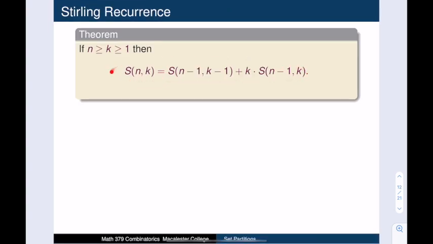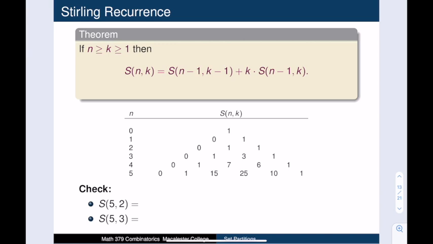Here's the recurrence formula for the Stirling numbers of the second kind. Our first observation is that we can figure out the value of S(n,k) by combining Stirling numbers for a set of size n-1. In other words, we can use the previous row of the Stirling triangle to find all the values in the next row. Let's see this in practice. Here's the top of the Stirling triangle that we saw before. Let's check that the Stirling recurrence is correct for 2 of the values in the row for n equals 5.